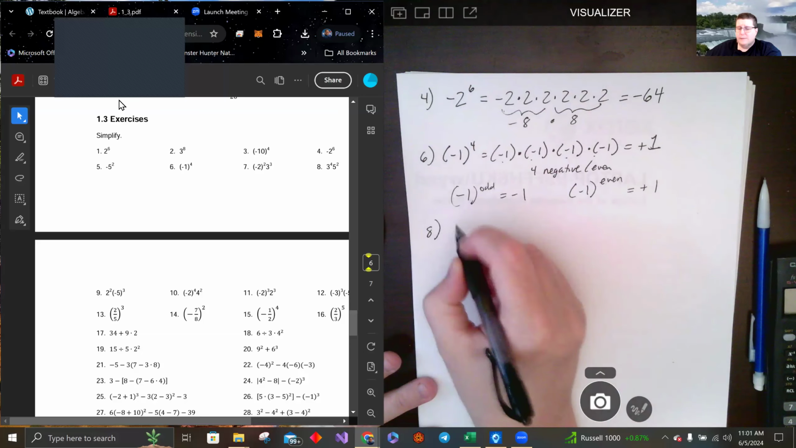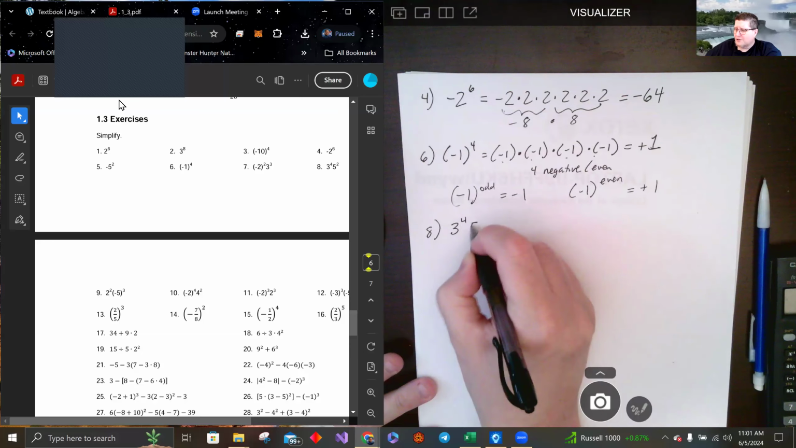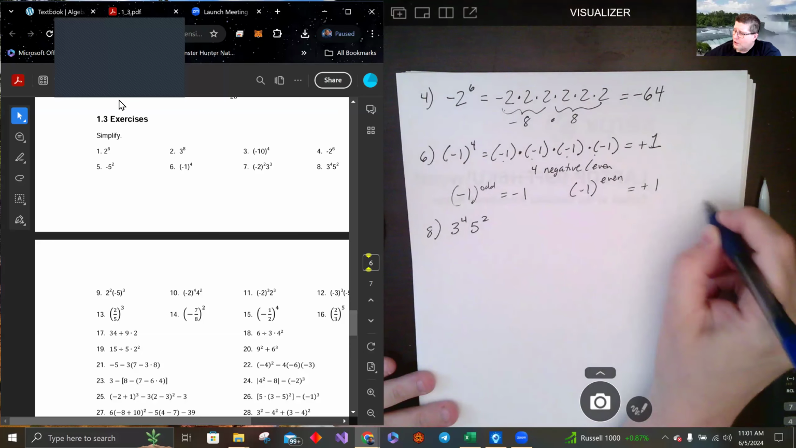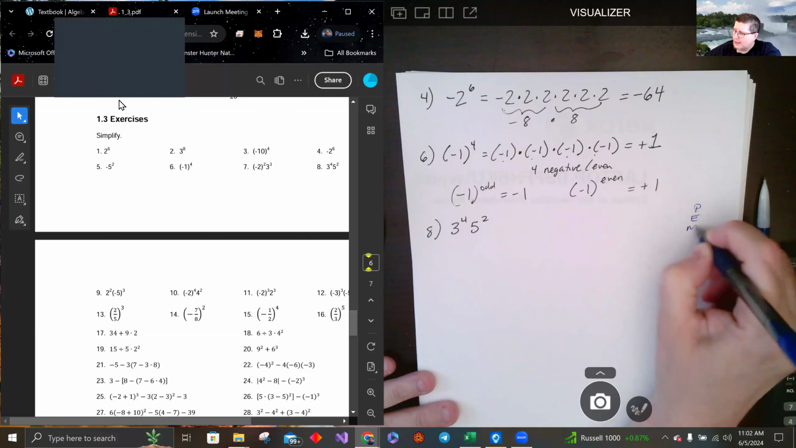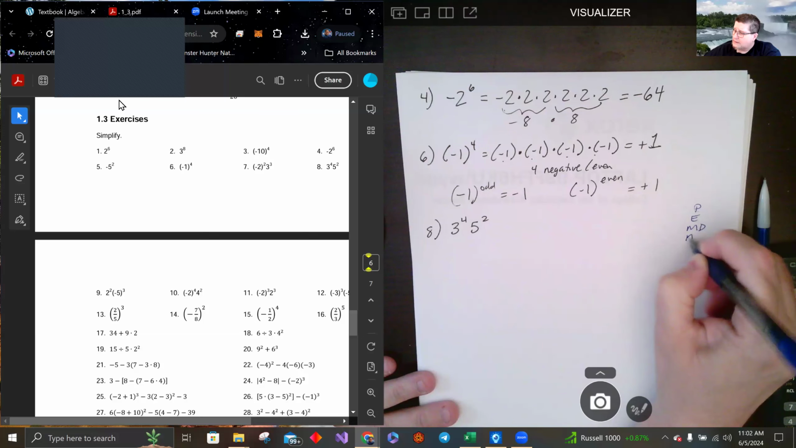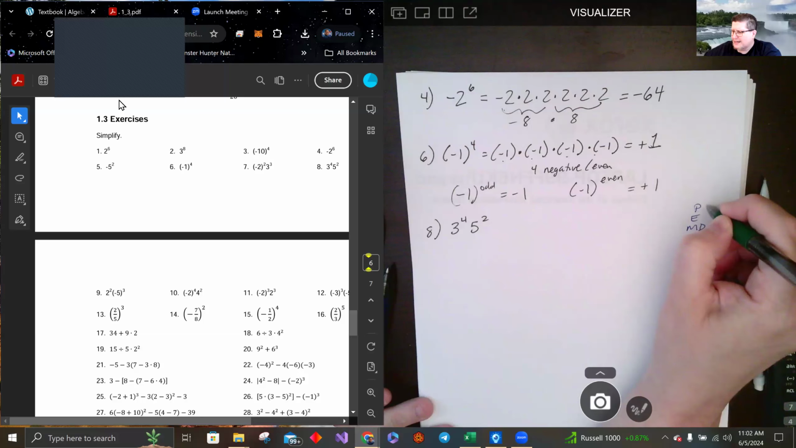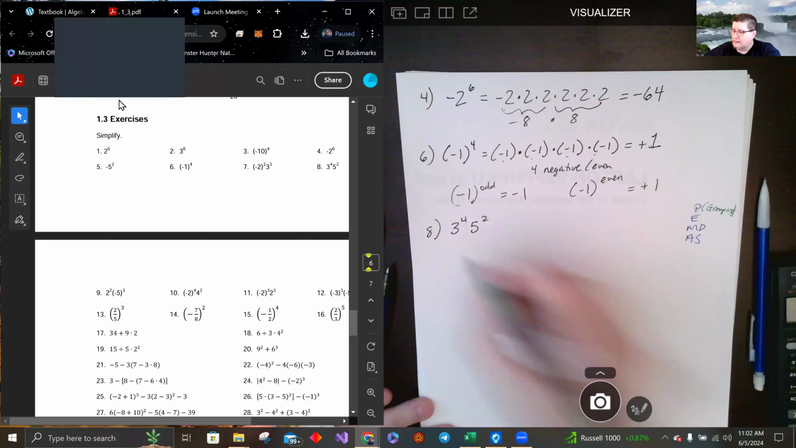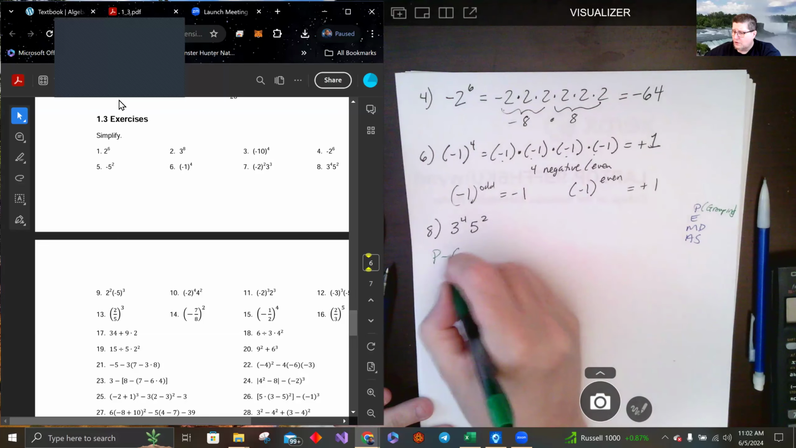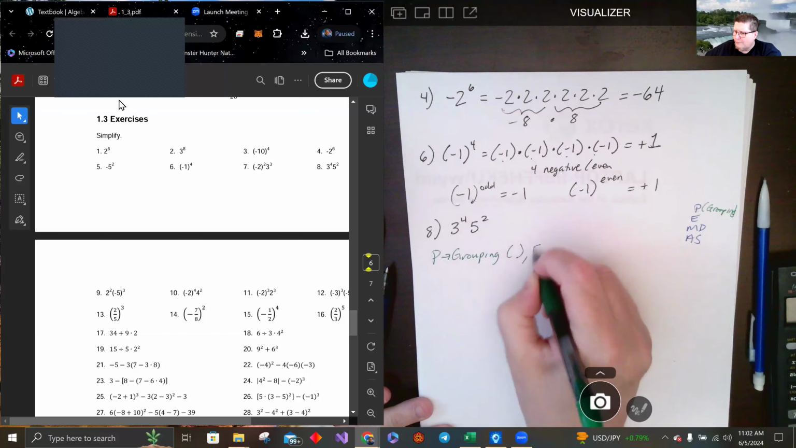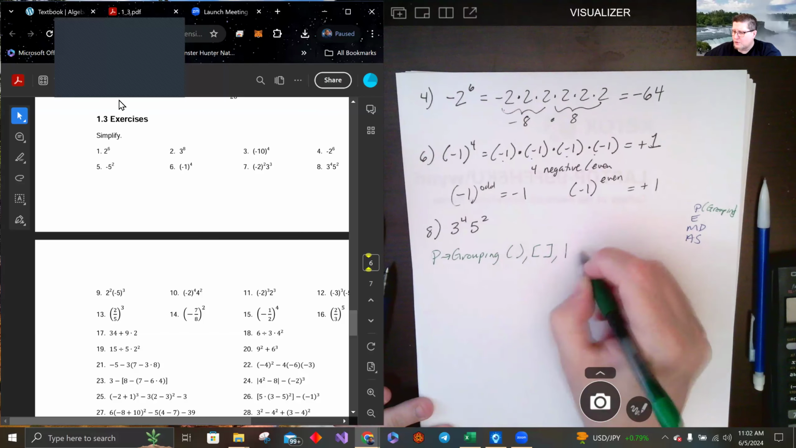Eight. 3 to the 4th power, 5 squared. Now we've got other numbers, so I'm going to just write down PEMDAS real quick. I have no parentheses. P is for parentheses or any grouping symbol. Parentheses is the most common one, but we could have brackets. Absolute values count as well.